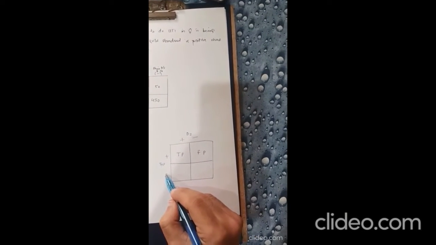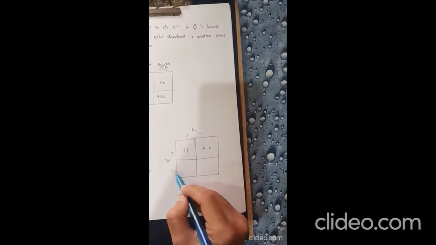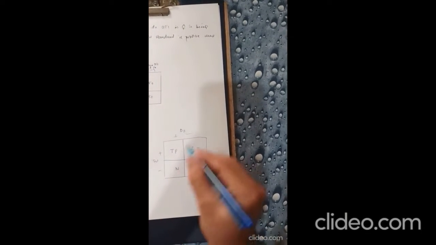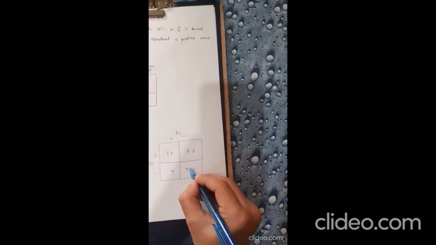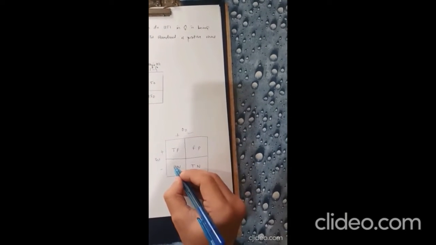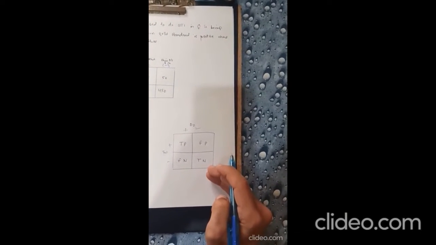Now we label the row according to the test. If the test is negative, this is negative, and this will also be negative. If the test is negative and the disease is negative, this is a true negative result. If the test is negative but the disease is positive, this is a false negative result. So this is how you construct a 2x2 table.